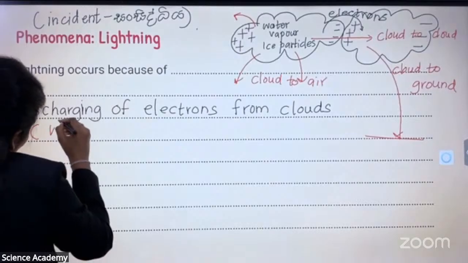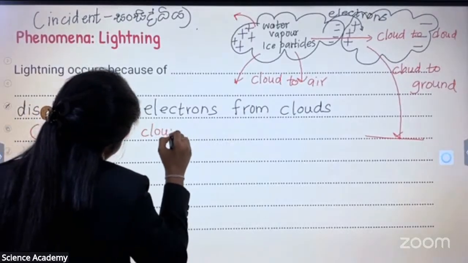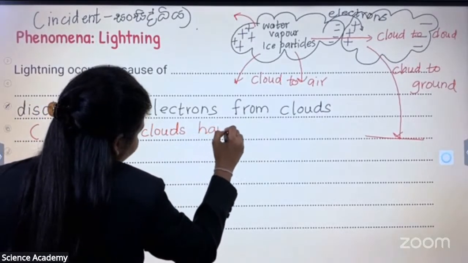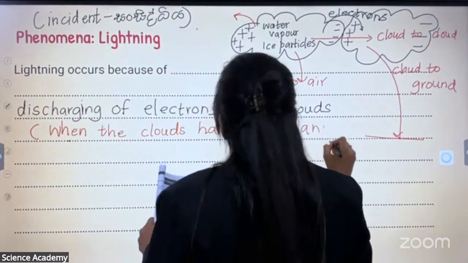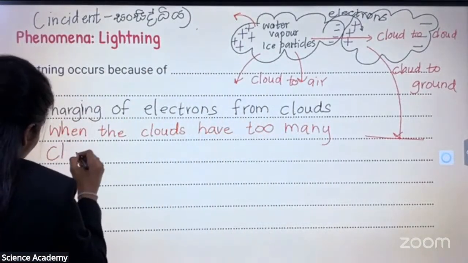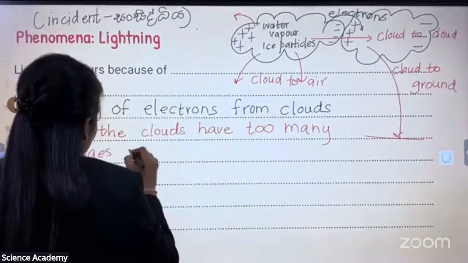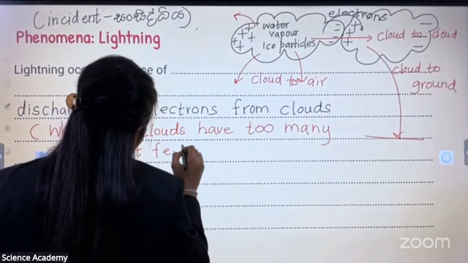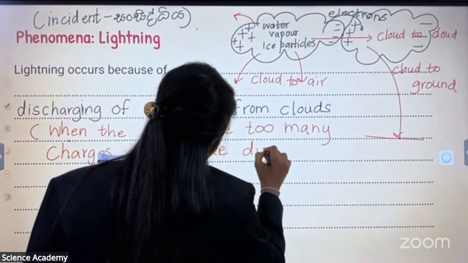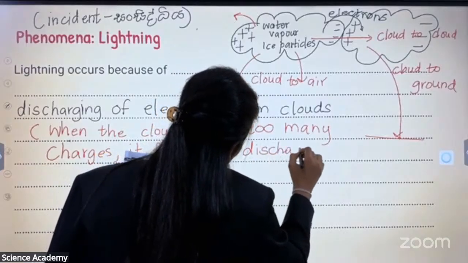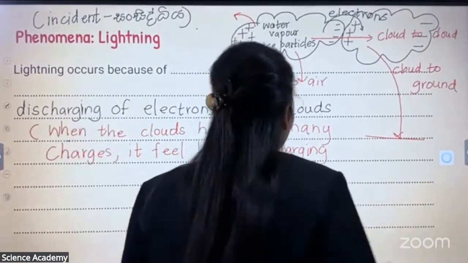When the clouds have too many charges, it feels like discharging. When there is a lot, it feels like giving, there is no use keeping it. Feel like discharging charges.